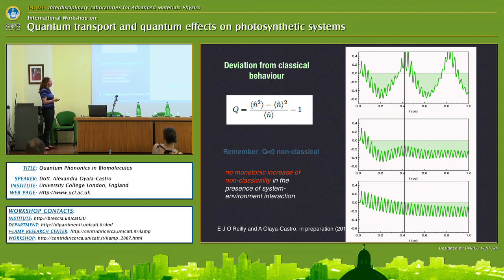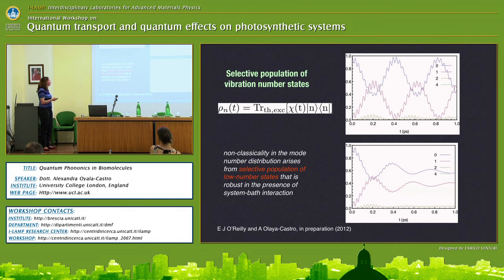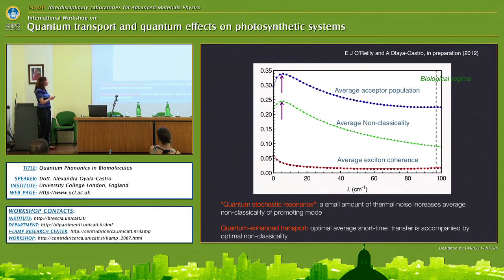What is interesting is that it's not a monotonic decrease. Actually, if you compute these averages in this time scale, let me just go back to this. What I'm plotting here is now an average of that negative quantity, and I'm just plotting the absolute value of that in that particular time scale. And you see that as you turn on the interaction with the thermal bath, there is an optimal value for which you obtain this optimal non-classicality, and that is associated to an optimal transfer.